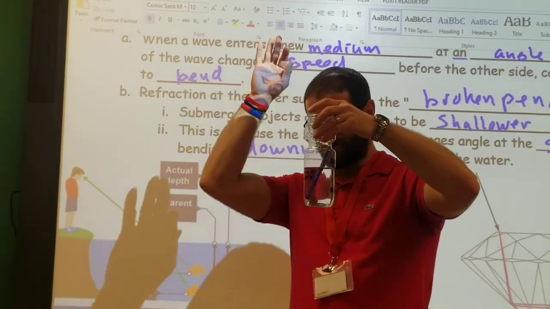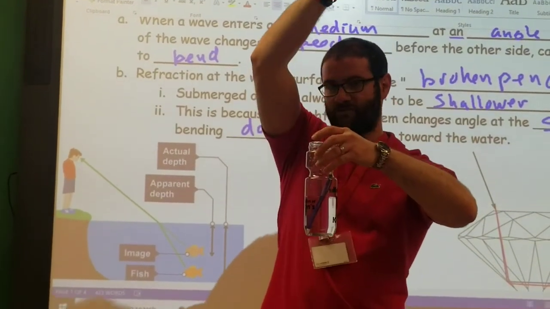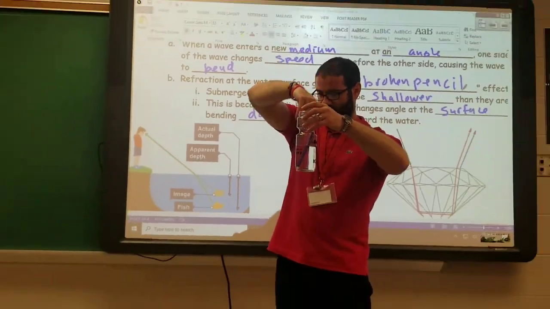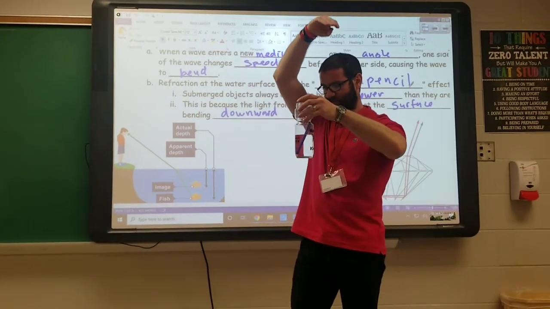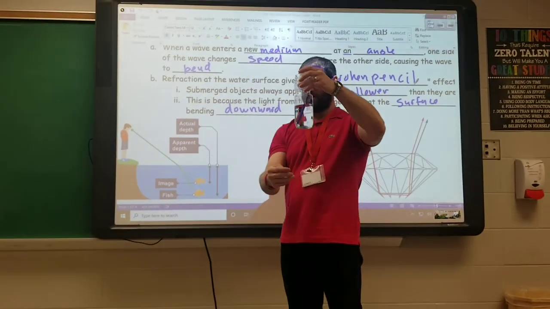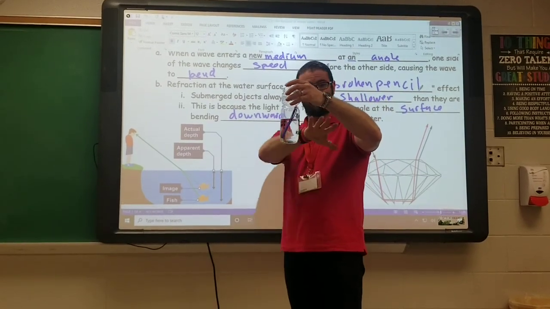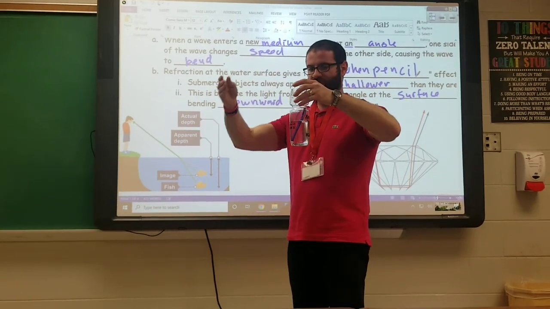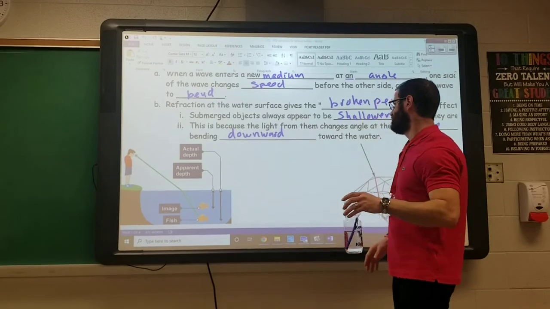All right, and again, that's a result of refraction, the difference in the bending of the light waves as they go from the air to the water and vice versa. Because they change speed as they go from the air into the water and vice versa, they bend, which results in what we call the broken pencil effect. Because the pencil looks like it's broken, we know it's really not. It's just a result of refraction, the bending of light waves, which again, that's basically what refraction is.